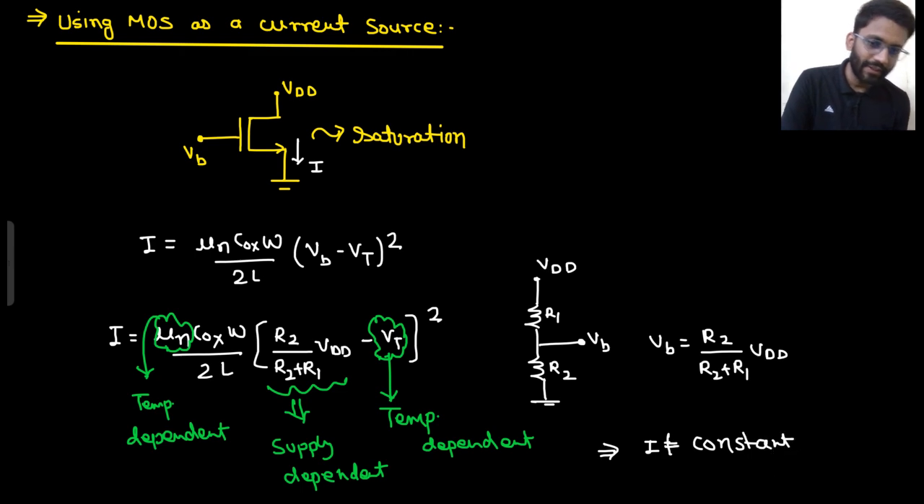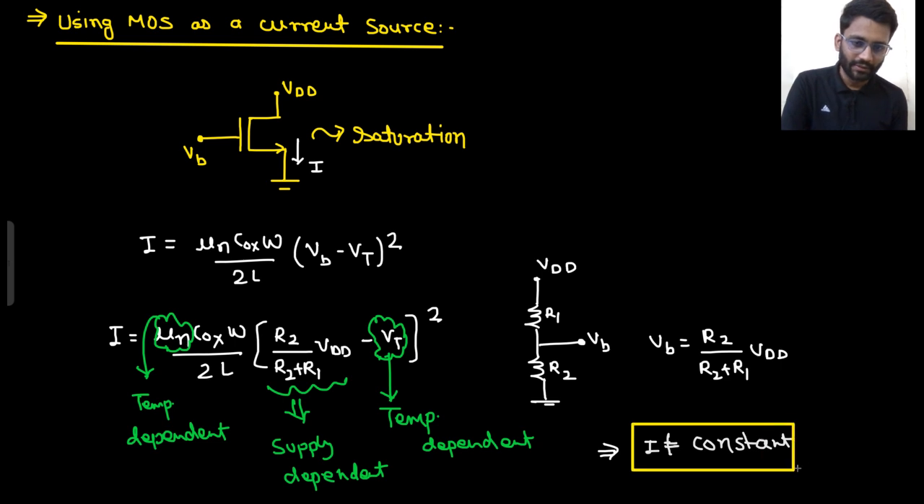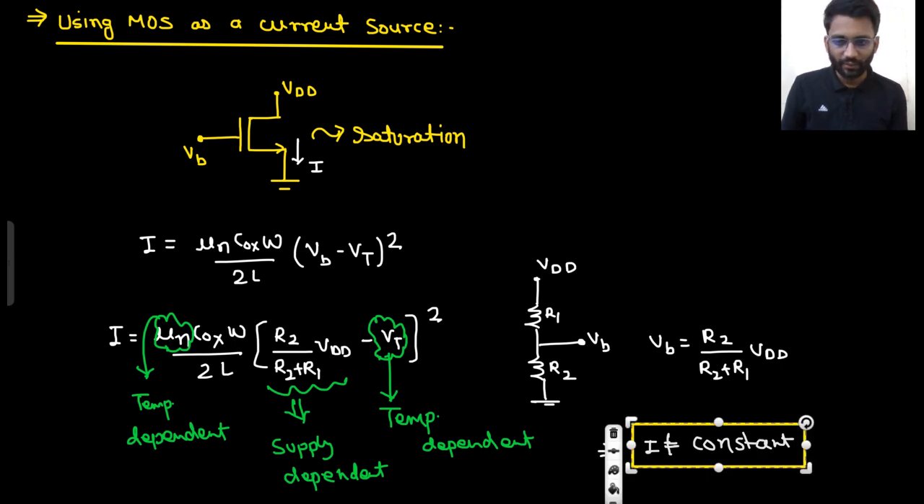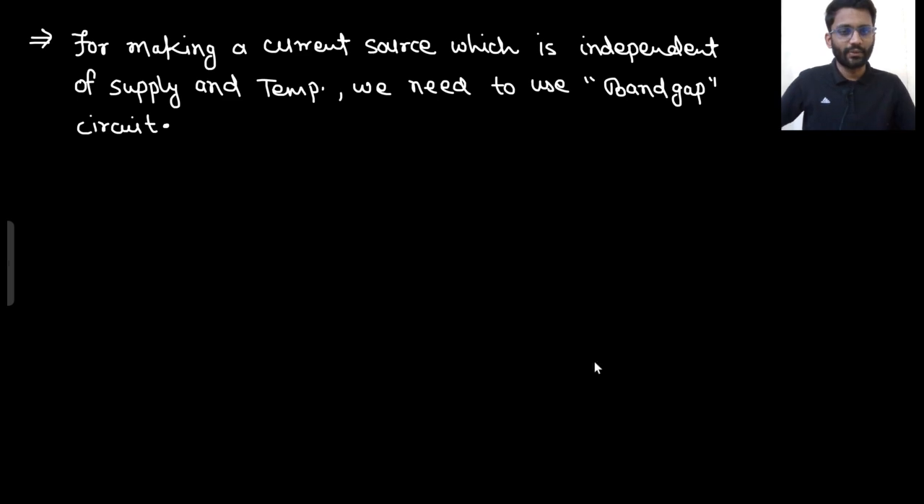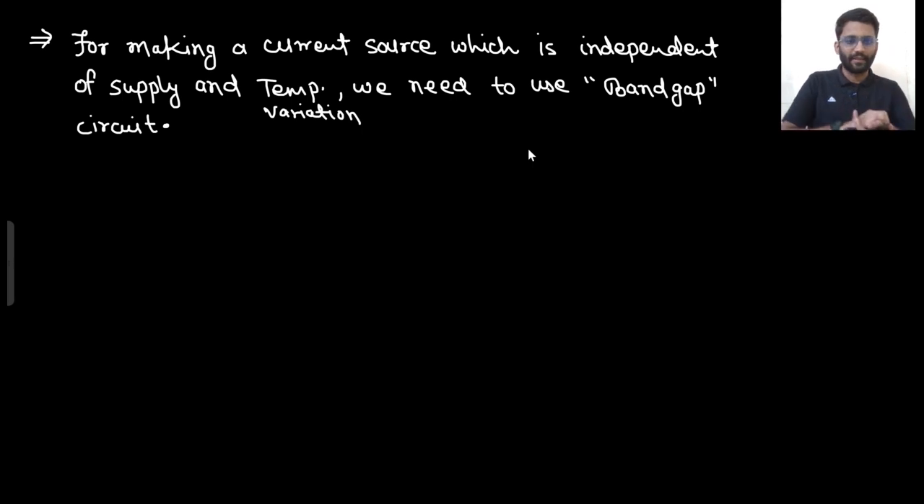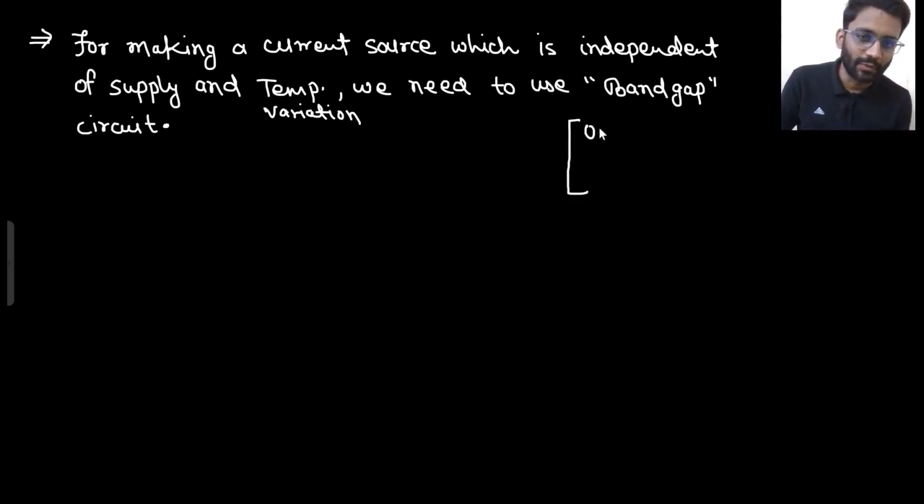So we actually need a constant current source. And for making that constant current source, we use a circuit that is known as band gap circuit. So for making a current source which is independent of supply and temperature variation, we need to use band gap circuit. Now this band gap circuit is out of the scope of this course.